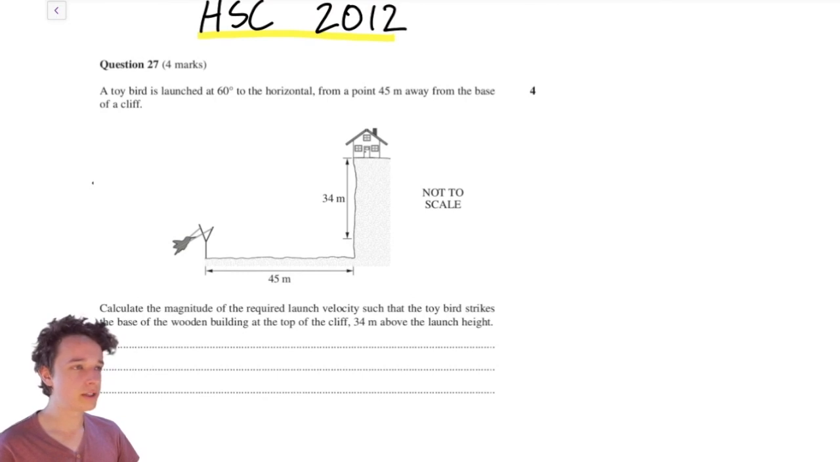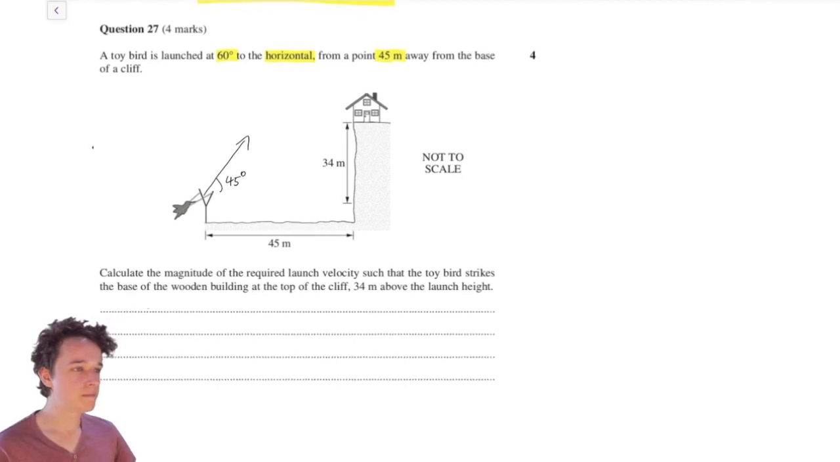A toy bird is launched at 45 degrees to the horizontal from a point 45 meters away from the base of the cliff. So this bird is launched 45 degrees to the horizontal at a point 45 meters away from the base of the cliff. Calculate the magnitude of the required launch velocity, such that the toy bird strikes the base of the wooden building, here at the top of the cliff, 34 meters above the launch height.